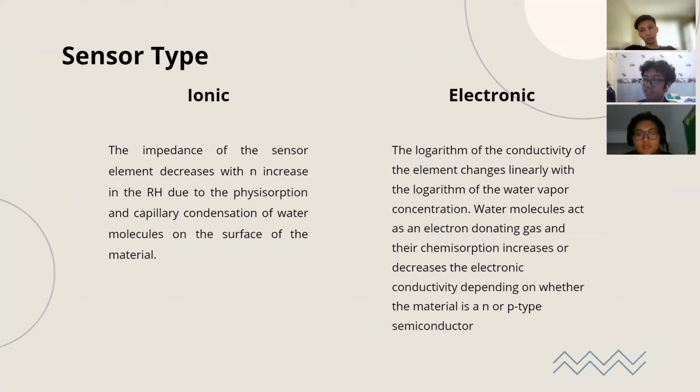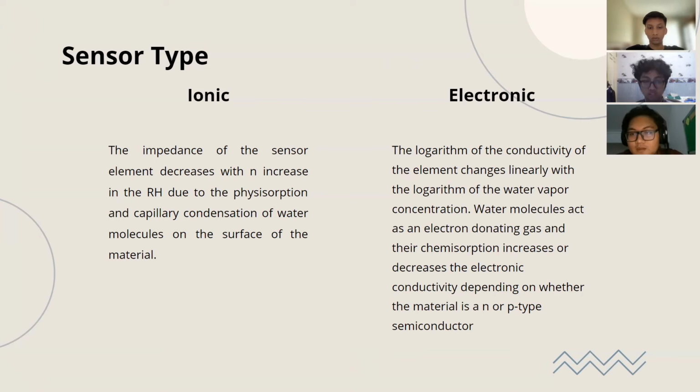humidity sensors works by the impedance of the sensor element decreasing with an increase in the RH, or relative humidity, due to the physisorption and capillary condensation of water molecules on the surface of the material. RH, or relative humidity, is in the form of a percentage, which is the ratio of the water pressure to the saturated pressure of the atmosphere. And the second type of sensor is the electronic type.